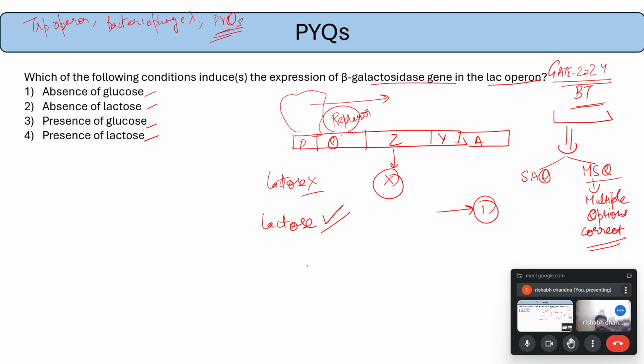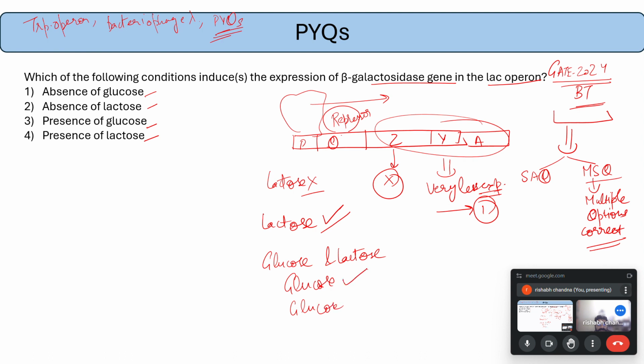Now the second thing is based upon the utilization of different sugars at that point of time. We discussed the presence of glucose and lactose in the same medium. If both of them are present, then the expression of these structural genes will not be that proper. Very less expression will be there. Here we have two conditions: glucose present and glucose absent. With glucose present there will be very limited expression, which can be considered null, because lactose was present, so some leaky expression would be observed.